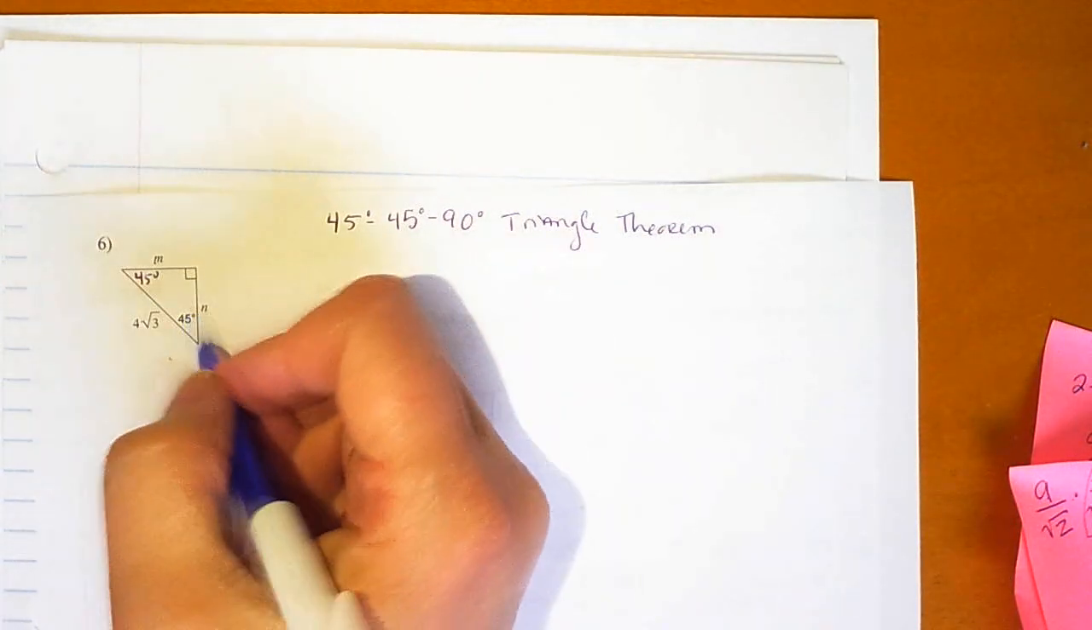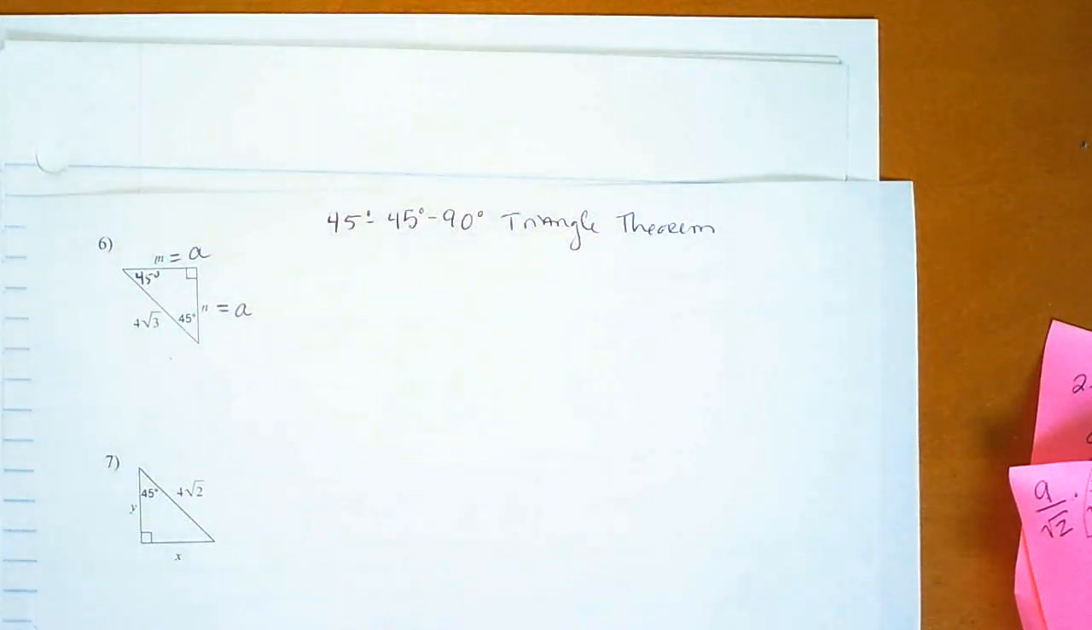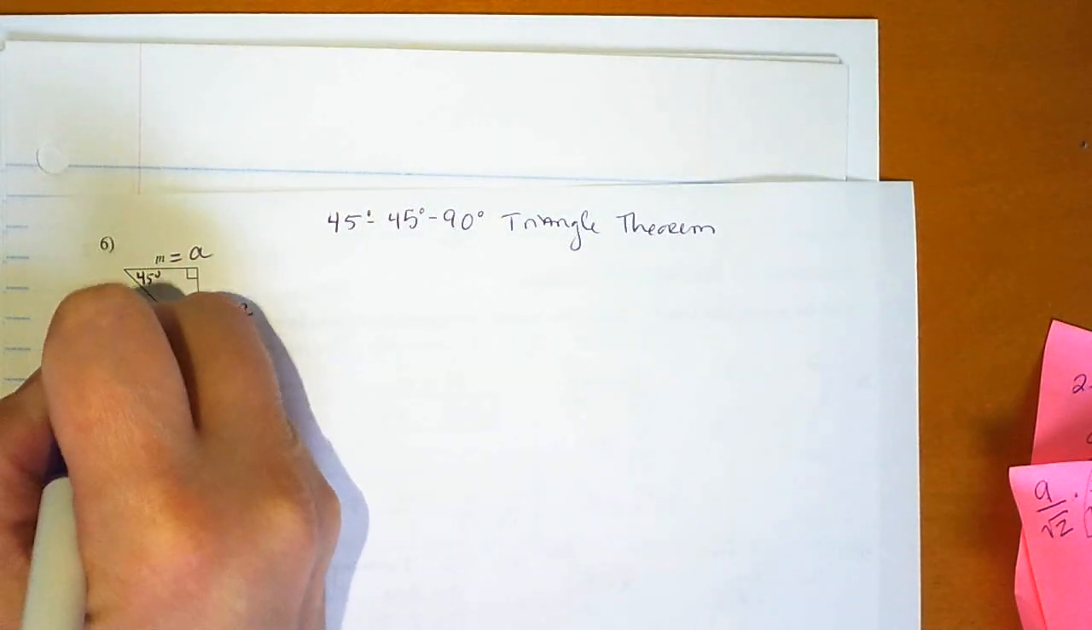I am going to use a. I usually try and stick with a unless there's an a in the problem. So those are my legs, so they're both equal to a. And this is my hypotenuse. It is equal to a root 2.